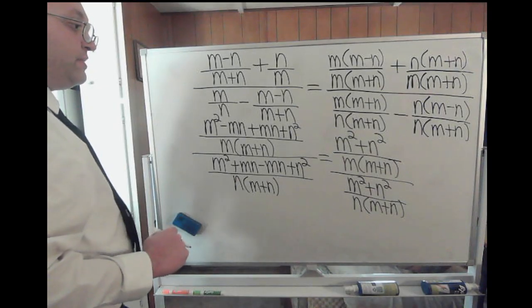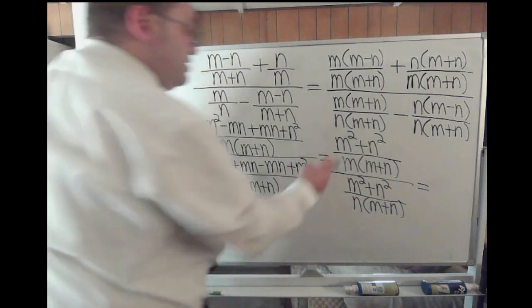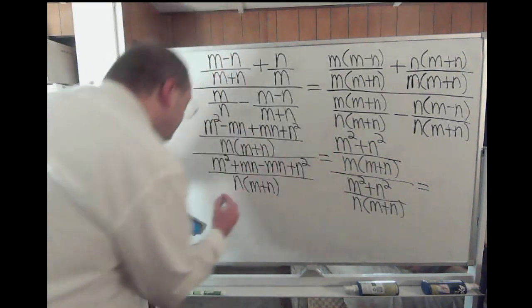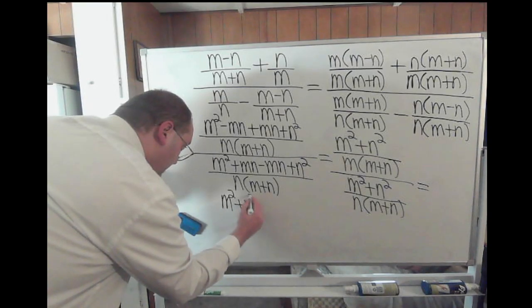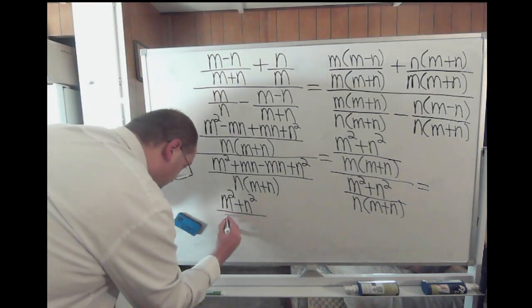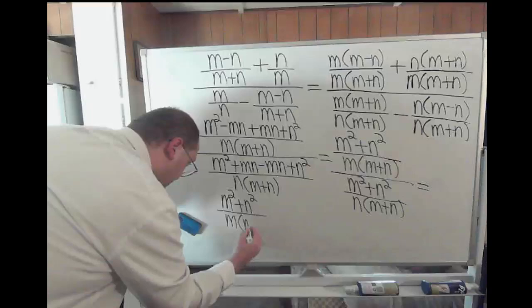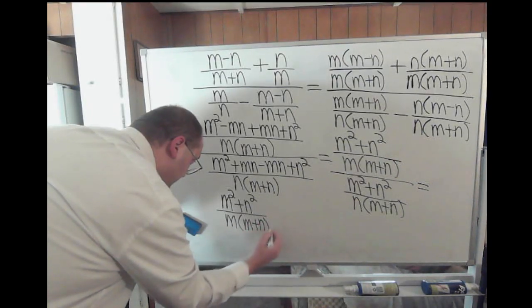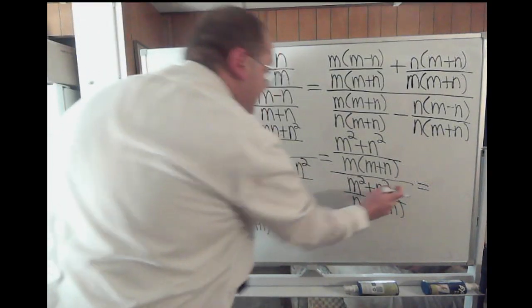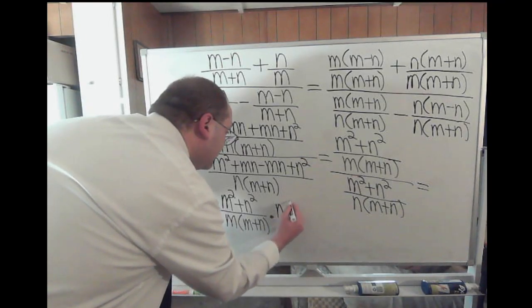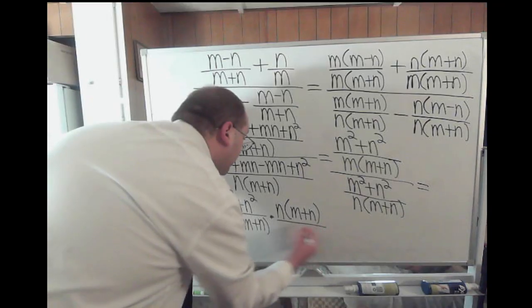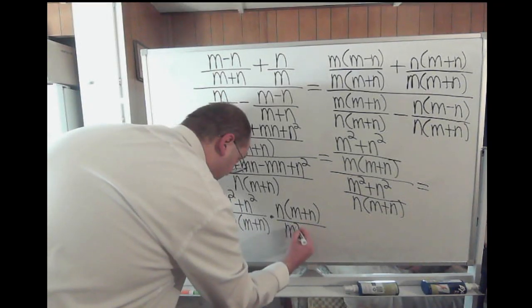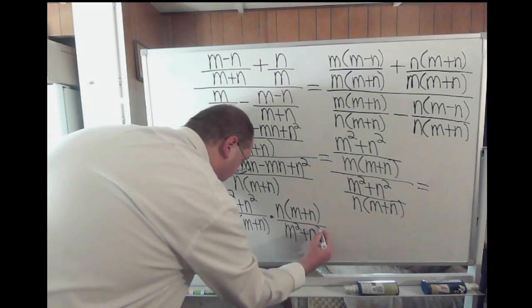Now, we've got it to a point we can go ahead and invert and multiply. You'll keep your numerator fraction the same, m squared plus n squared all over m times (m plus n), but take that times the inverted fraction of the denominator, that would be n times (m plus n) all over m squared plus n squared.